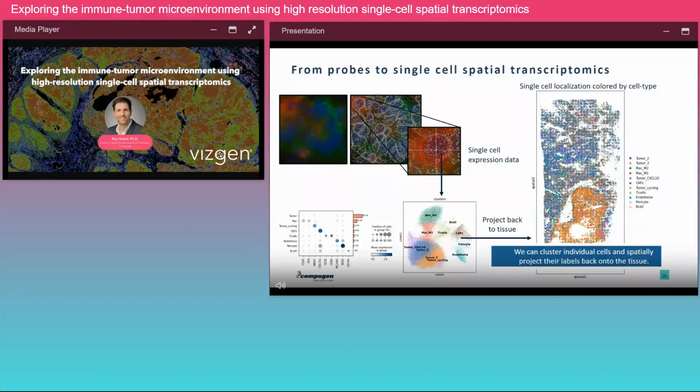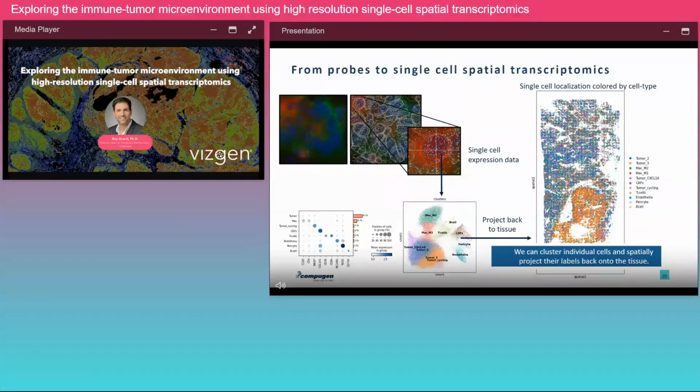And then we can cluster this information using standard single cell tools and separate the different clusters and annotate them, so we know in each cluster which cells we have. And then we can project this information into the tissue where we actually did the assay, and we can say where each of the different cells is located in space. So this is very interesting and useful for us.